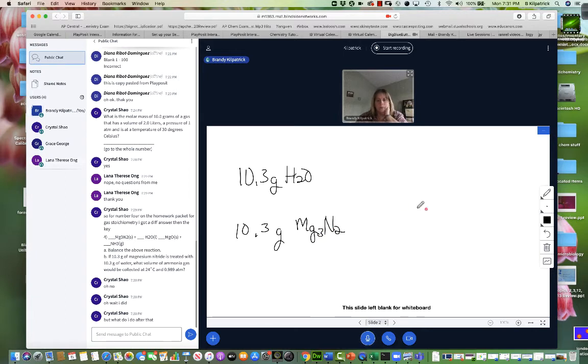Mg3N2. Okay, so you're given amounts, you're asking for a volume, so you have to use stoichiometry first because, well, first of all, this right here is not going to be a gas for sure. So if you're looking for volume, use gas stoichiometry, or use the stoichiometry first. So let's go ahead and do that. Okay, so we're going to go from grams of water to moles of ammonia. And then we have to do the same thing down here.